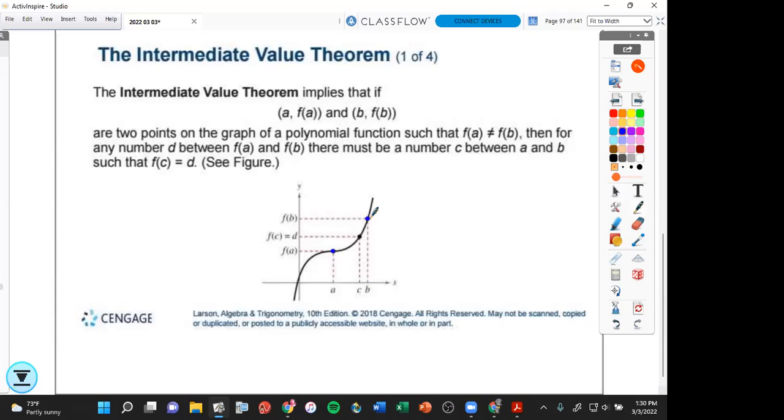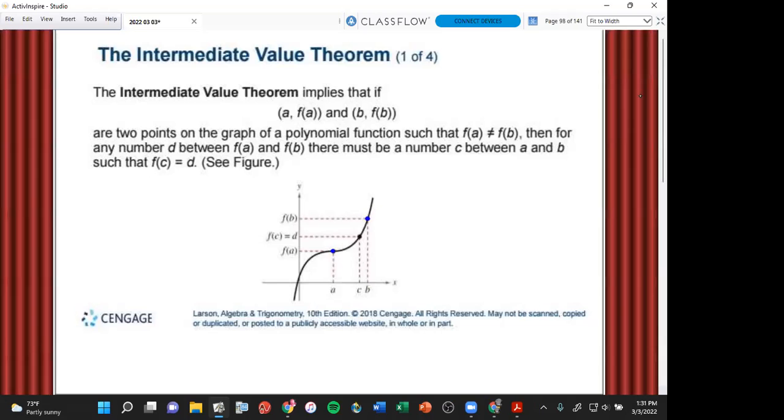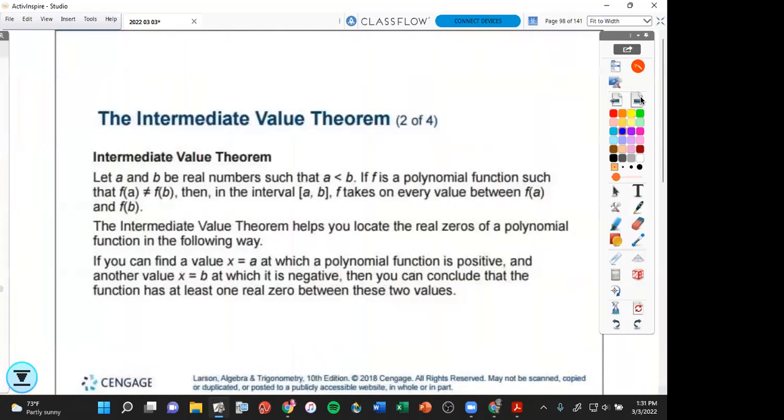Well, if this function is in fact continuous, there has to be another point in between them, right? If it's continuous, that's true. This is useful when finding zeros. So here's the intermediate value theorem in words. Y'all have a moment, want to pull this back up and read it on your own, you can. I tend to just kind of gloss over it.